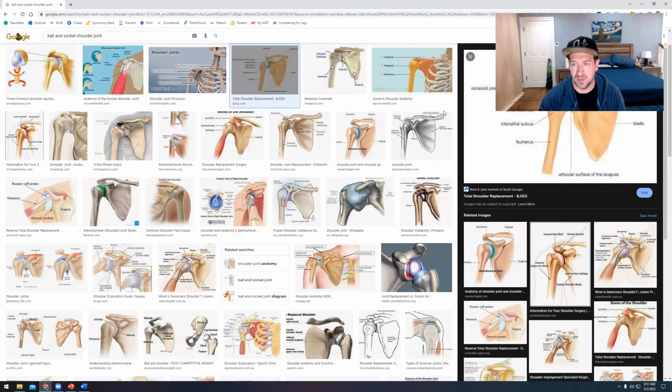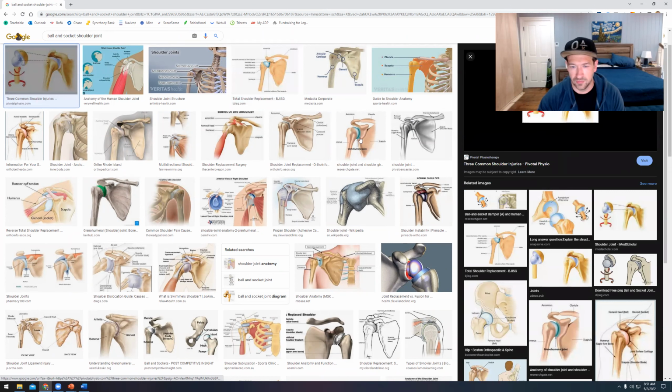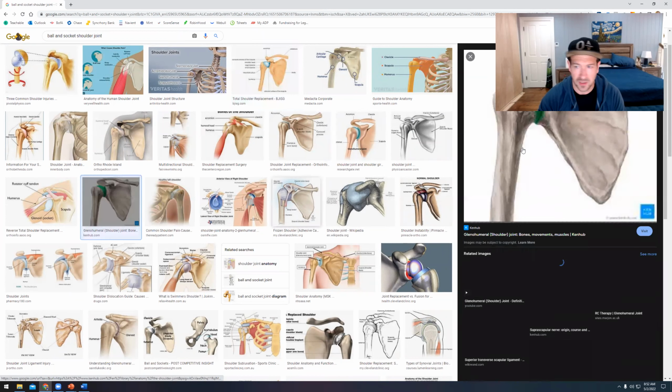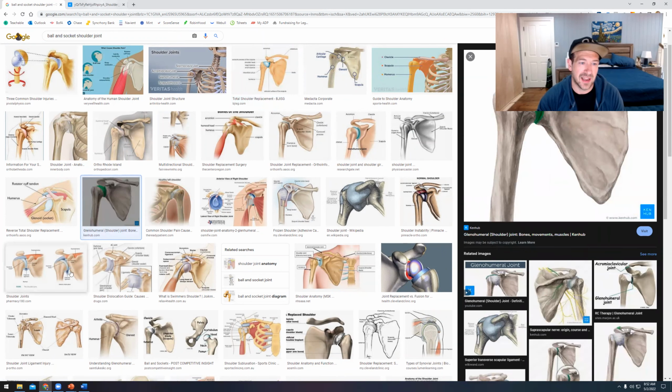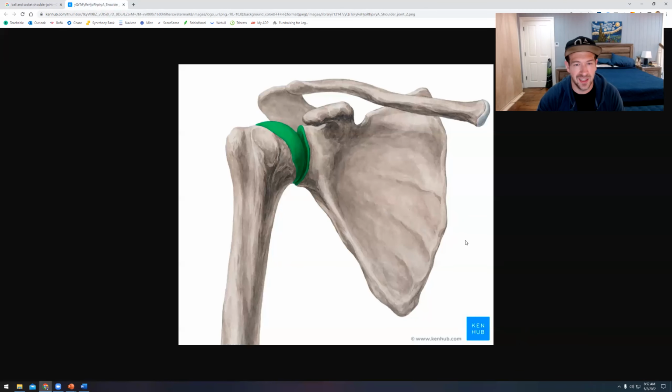Oh, that's pixelated. Wow, the whole internet is pixelated today. Come on, give me a good one, there we go. I need to always go to Kenhub. I can always rely on their pictures.